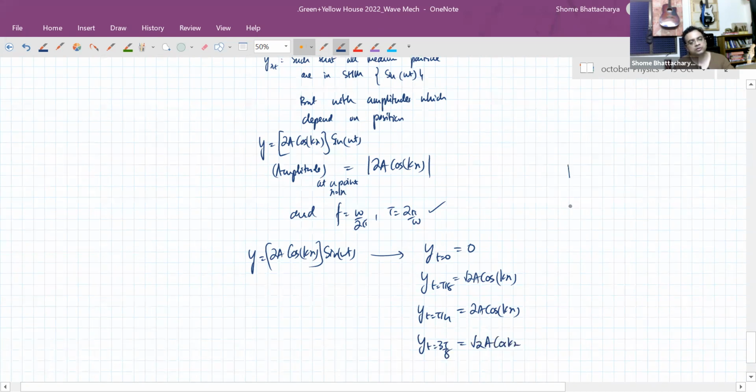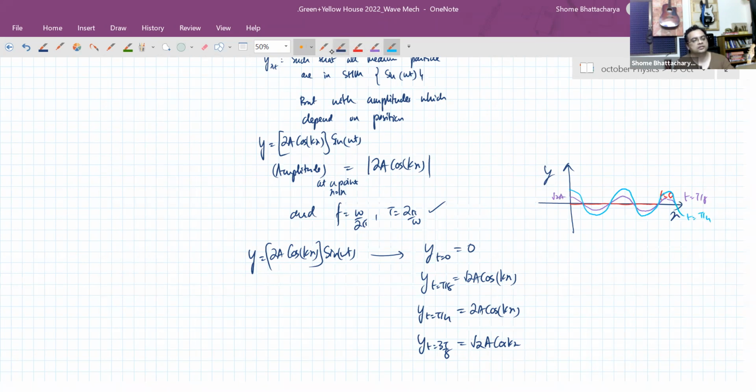So if we plot the snapshot picture at various different times, y versus x, we'll see, for example, that at t equal to 0 it looks like this, but at a certain time the shape of the string is like this. So this is root 2a. Then at a later time, it becomes like this, at t equal to T by 4. And then still later, it will become something like this.